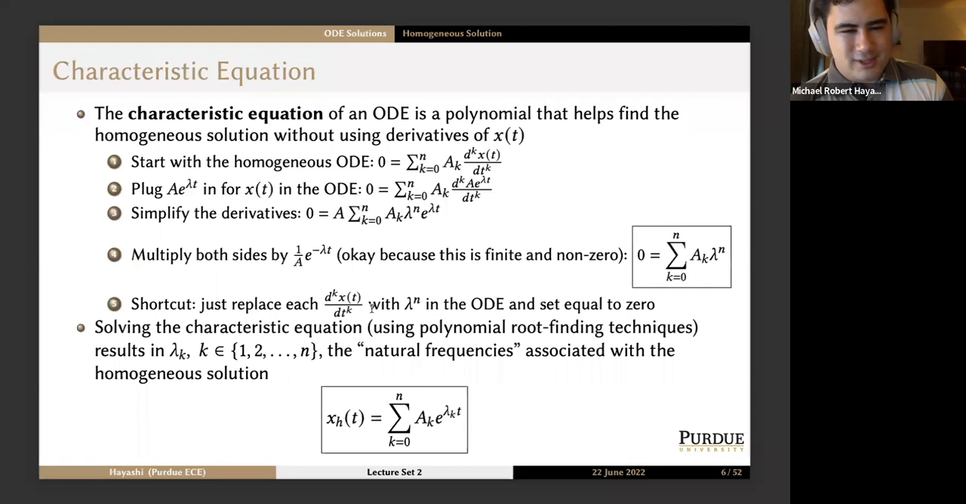So solving the characteristic equation using polynomial root finding techniques results in lambda sub k, where k is equal to 1 through n. These are the so-called natural frequencies associated with the homogeneous solution. So we get x of t is going to be this family of functions where it's a sum of unknown a sub k's times e to the lambda sub k of t.